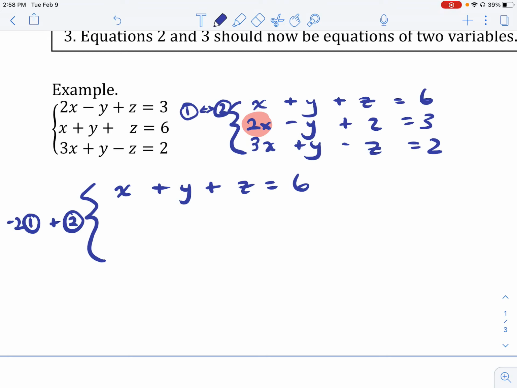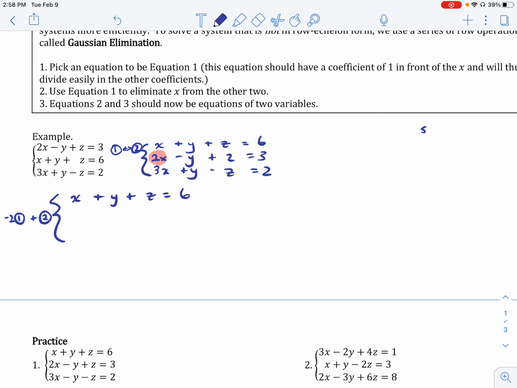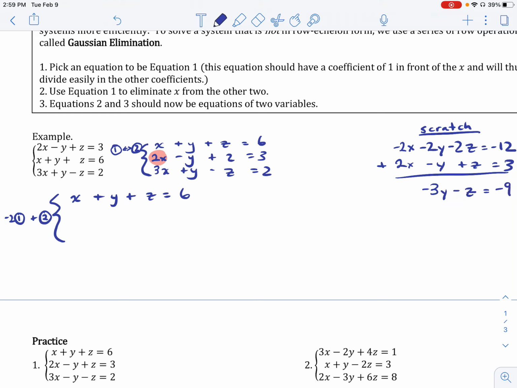So I'm going to multiply this first row by -2. Now, when you are doing this, you can do this mentally. You can also, and I often recommend, use some scratch work off to the side. So I'm going to label this as scratch work. I'm going to multiply row 1 by -2, which is -2x minus 2y minus 2z is equal to -12. And I'm going to add that to my second row, 2x minus y plus z is equal to 3. When I add these two rows together, what do I get? -3y minus z is equal to -9.